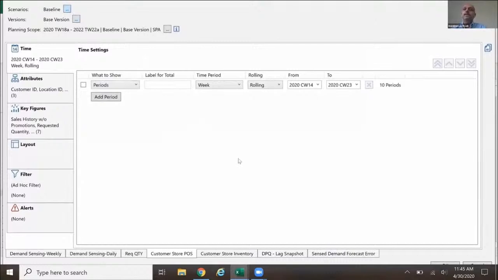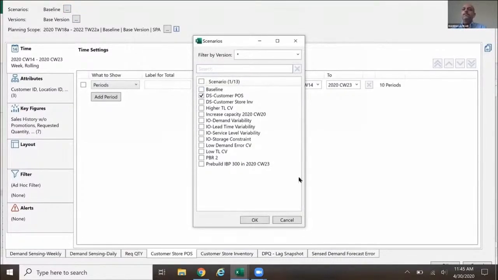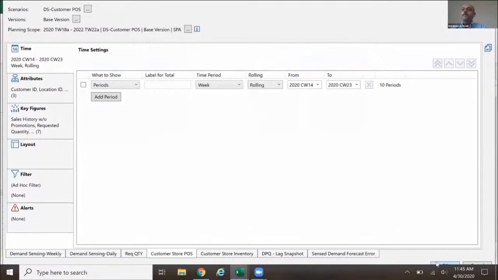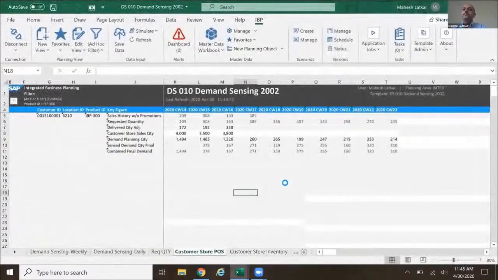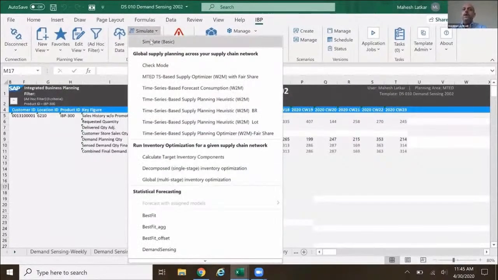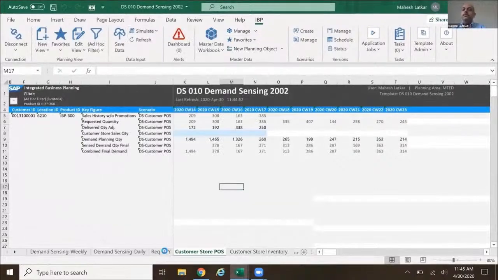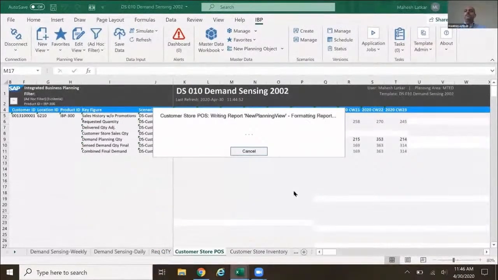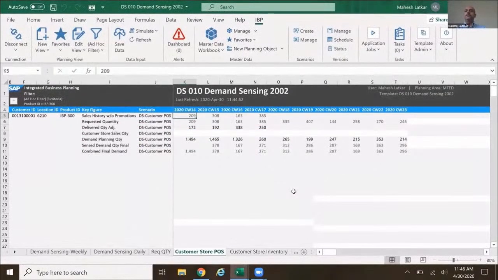Here we can do the simulation. For that, I need to select the scenario that I created already, which is customer point of sales. So this is my customer point of sales. And what I'll do is remove these quantities from here, and we will see by doing simulation how it impacts the demand sensing output. Okay, so there are slight changes in this forecast final output.